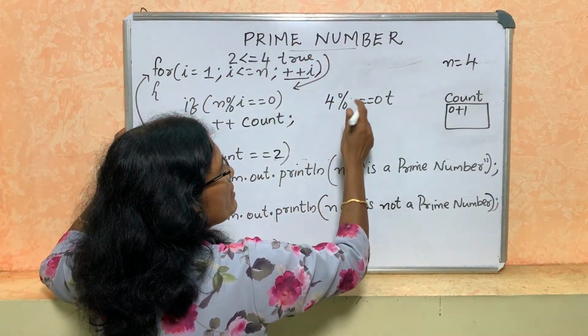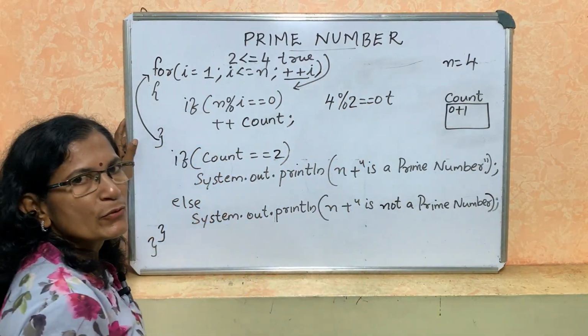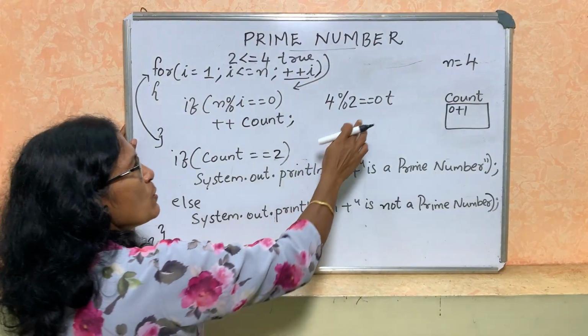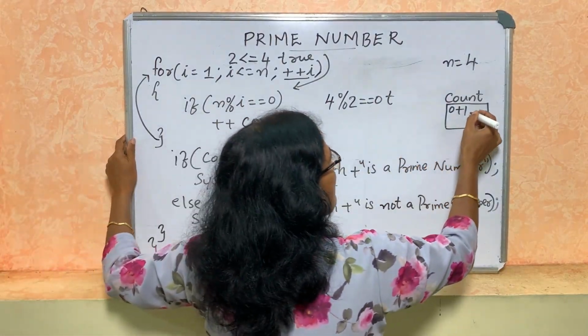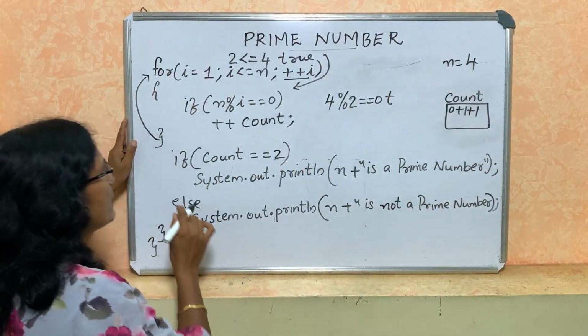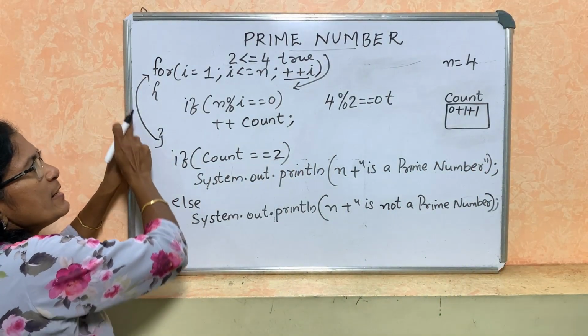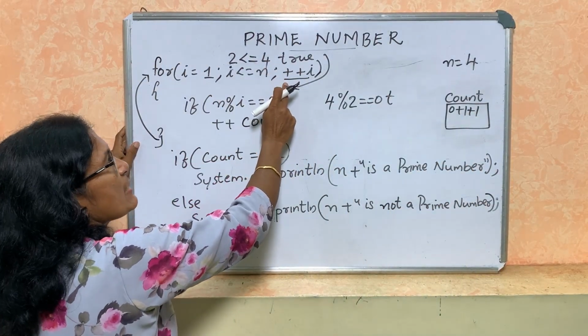4 modulus 2 is equal to 0. Yes, 4 is divisible by 2. So 2 is a factor of 4. Count is incremented by 1. Closing of the loop's body is seen. Control resumes to the updation statement.